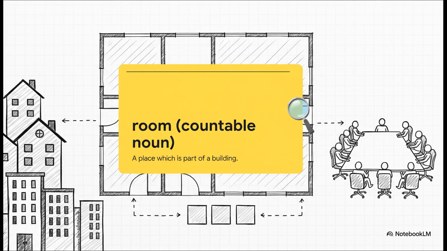Okay, so first up, we've got the one we all know. Room as what they call a countable noun. It's a physical space inside a building defined by walls. You can count them. One room, two rooms. The source we're looking at gives a perfect example. We need a long, wide room because many people will be at the meeting. Super straightforward, clear, exactly what you'd expect.